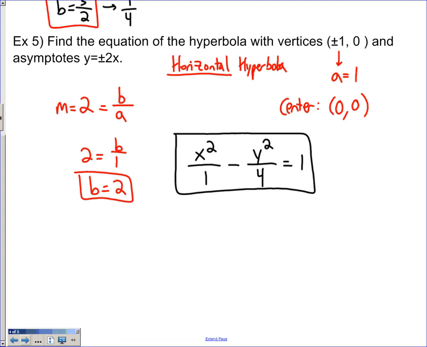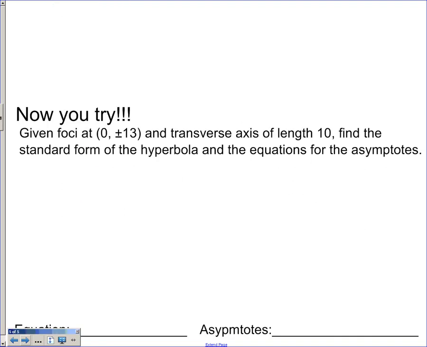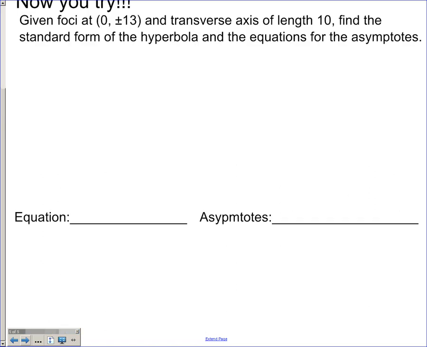Okay? So there's one final problem for you to try. Given the foci and the length of the transverse axis, you're asked to find the standard form equation and also find what the equation of the asymptotes are. So go ahead and give that a shot and bring that to class with you.